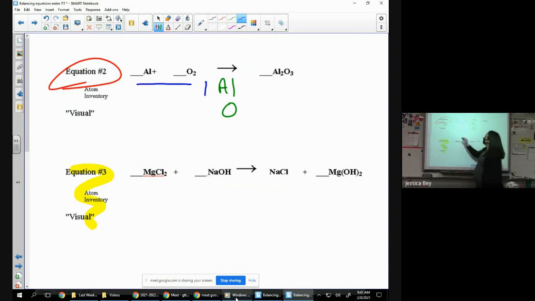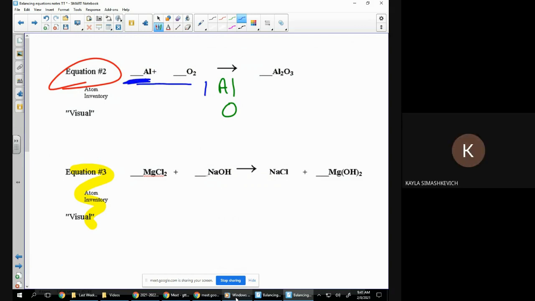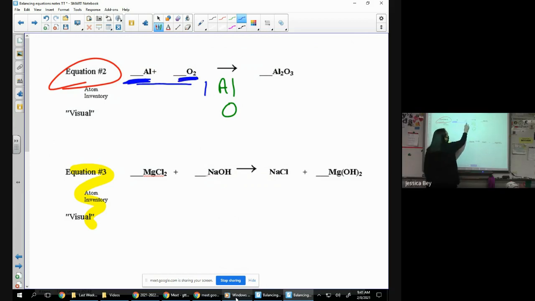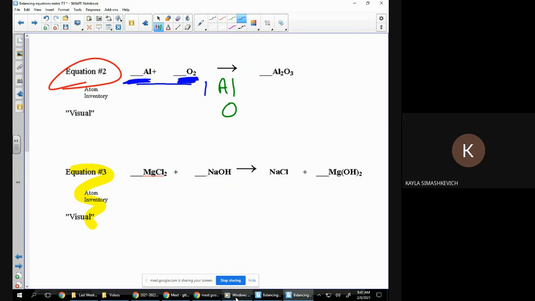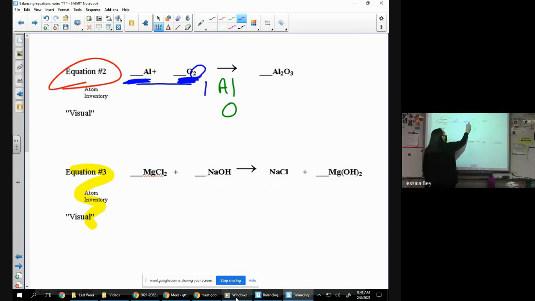Oh, so right here we're starting with 1 aluminum. Okay. Where I'm looking over here on the reactant side. And then how many oxygens am I starting with? 1. You see this number down here that's going to tell me I'm starting with? 2. You got it. Very good.